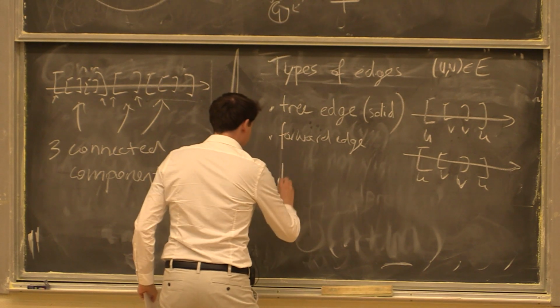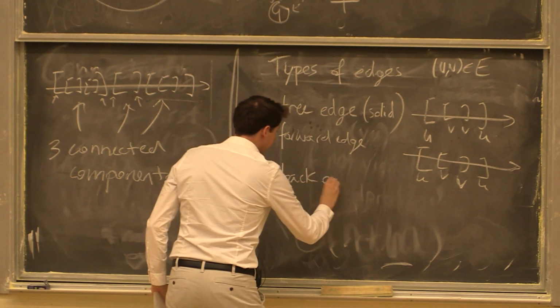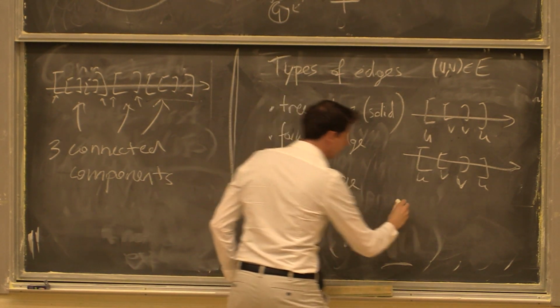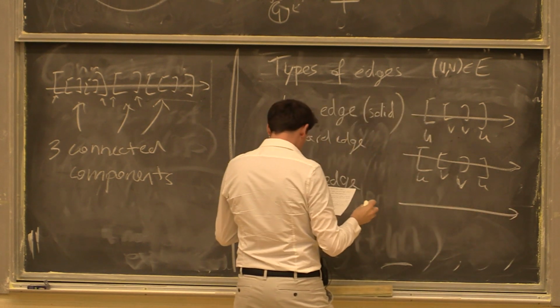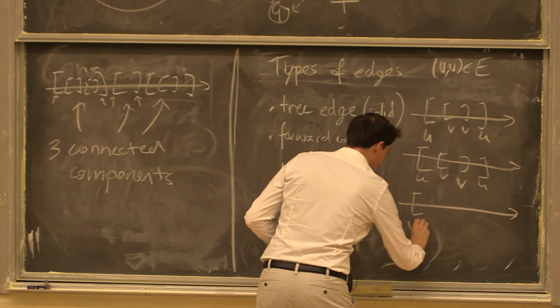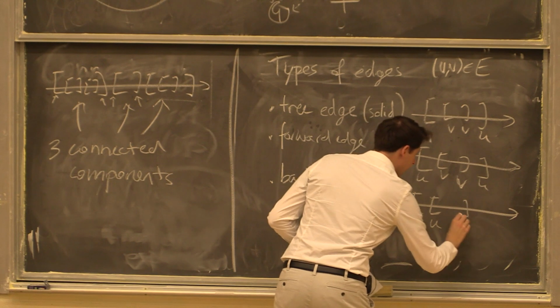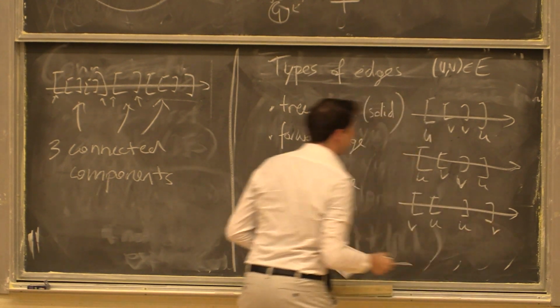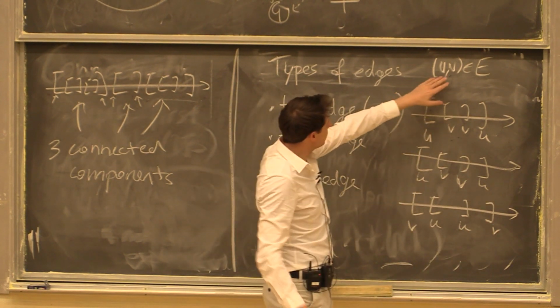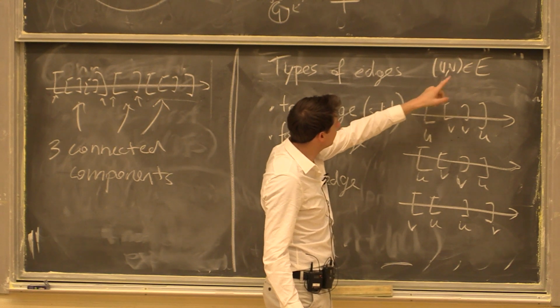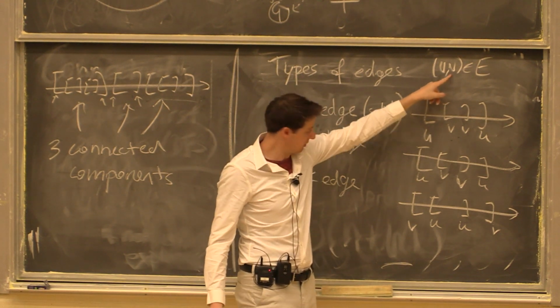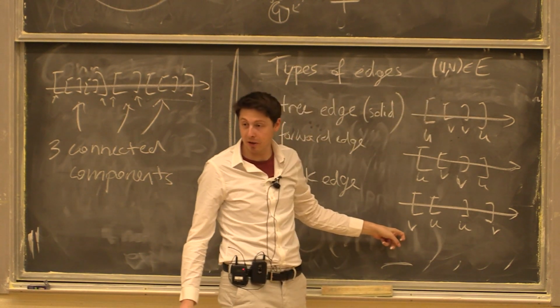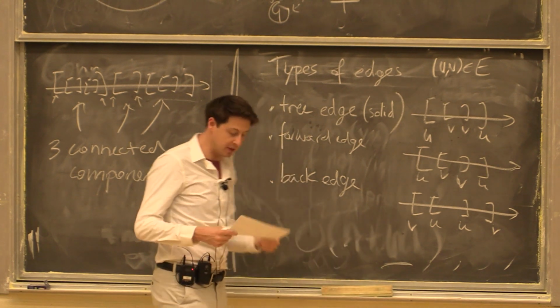A back edge will look like V, U, U, V. Because if UV is a back edge, it means that V was the one that was being explored first, so that's the outer one, the one containing it.